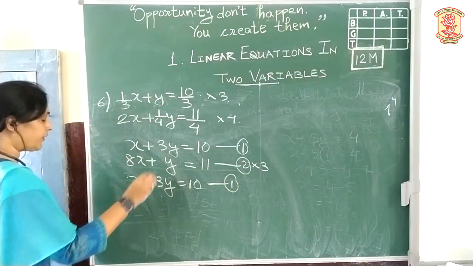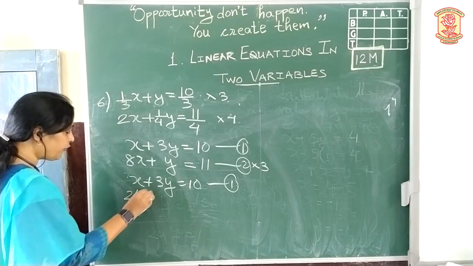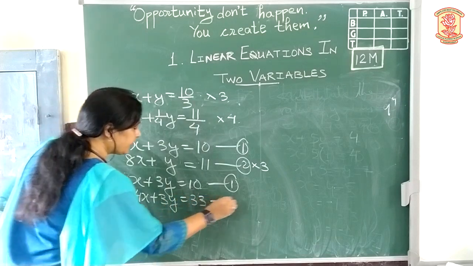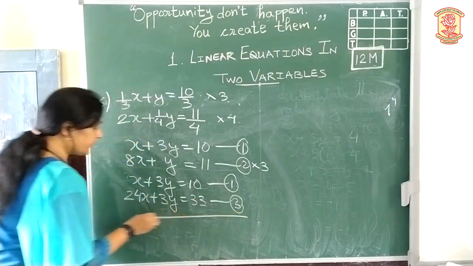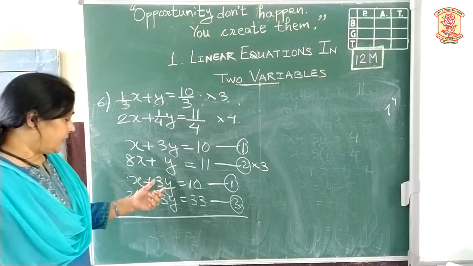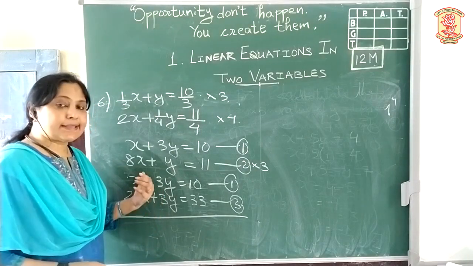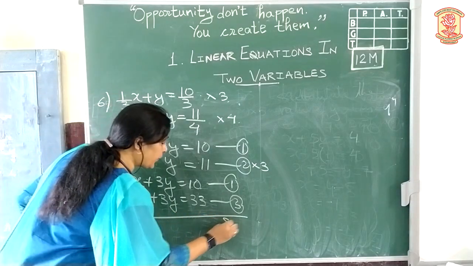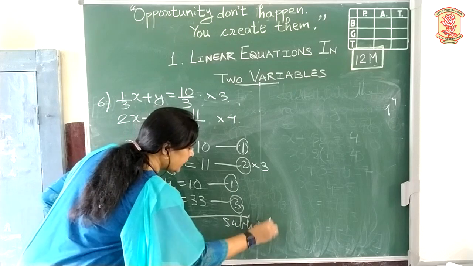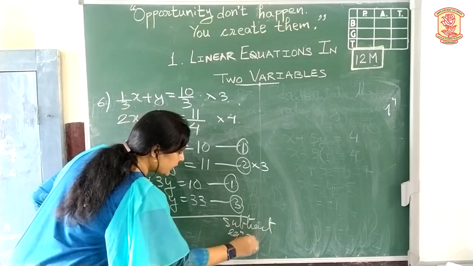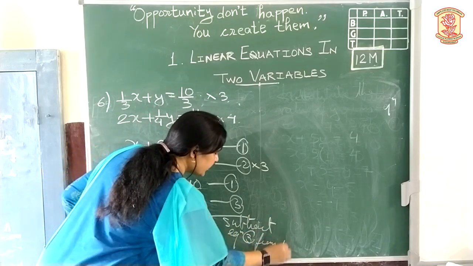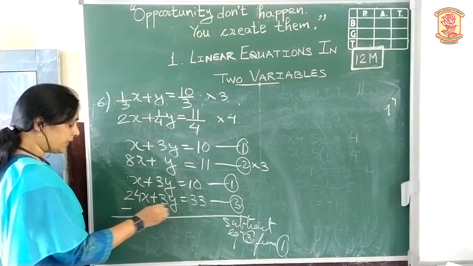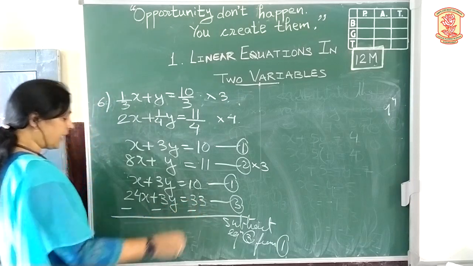And the second one, 8 3s are 24x, 3 1s are 3y, 11 3s are 33. So this is the third. Now again, the coefficients are same, so also the signs are same. We require opposite signs, so again carry out subtraction, that is subtract equation 3 from first. So plus 24 becomes minus, plus 3 becomes minus, plus 33 becomes minus 33.